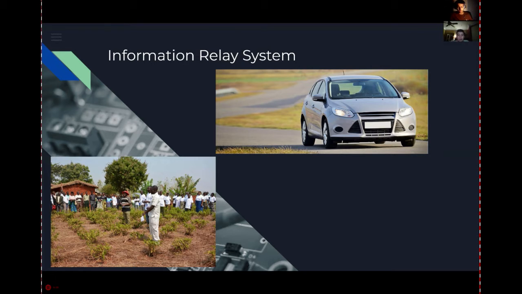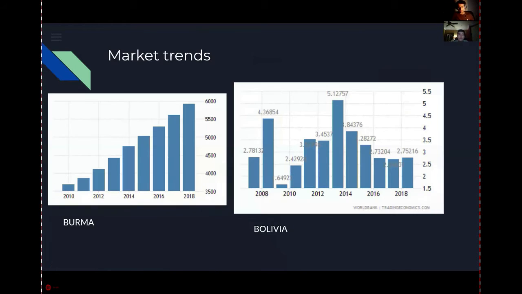So I want to talk about the algorithm a little bit more. This is some market trends from different countries in terms of GDP per capita, and you can see in Burma and Bolivia it's very low. Our model only depends on a few factors for the sake of simplicity. So you need area of land surveyed, crop grown, weather and climate data, and topographical info.